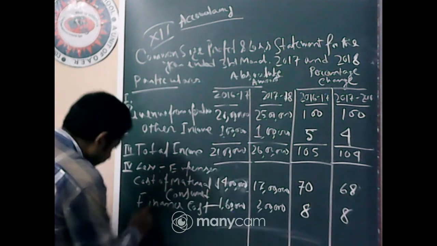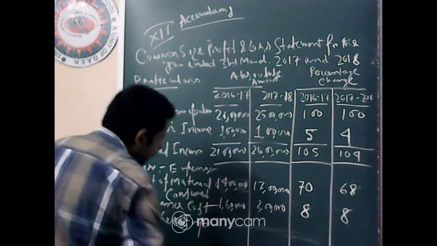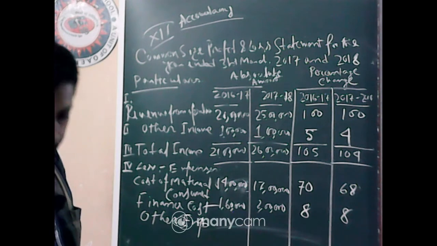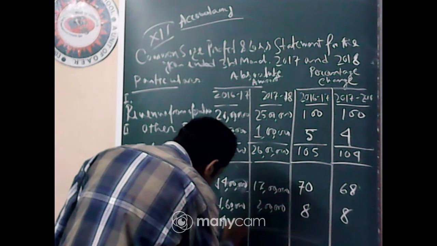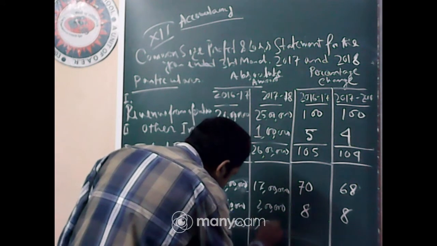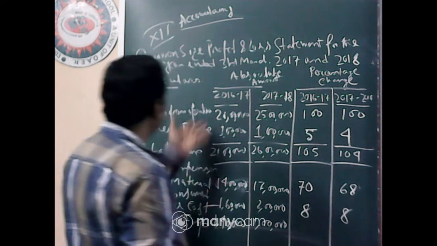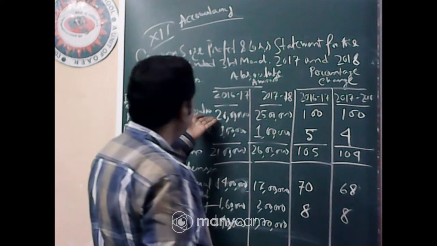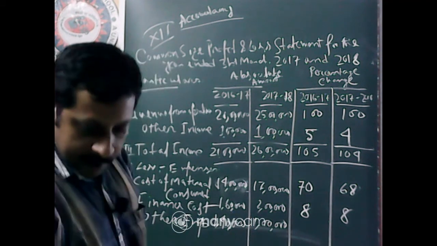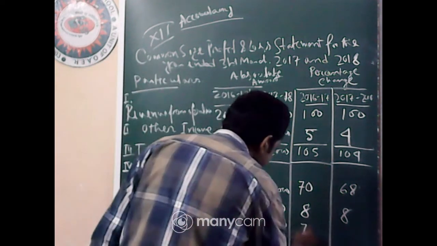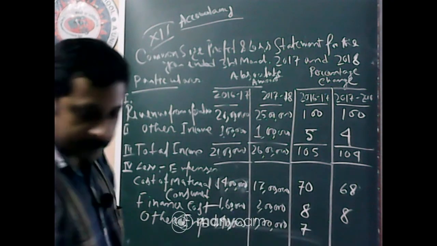Now other expenses. What is the absolute figure of other expenses? 1,40,000 and 1 lakh. Now again you do the same thing. What is the other expenses percentage against revenue from operation? Now 1,40,000 divided by 20 lakh into 100, that is 7%. And for next year, 1 lakh divided by 25 lakh into 100, means 4%.